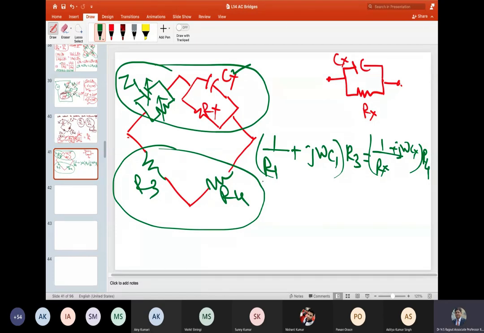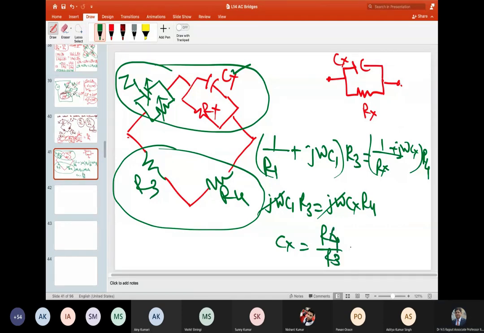So now we can simply equate the real part and imaginary part. Okay, so if I equate the imaginary part, what you will get? j omega C1 R3 is equal to j omega Cx R4. So j omega cancel out, so Cx is equal to R4 by R3 multiplied by C1, right? So this is from where we got it.